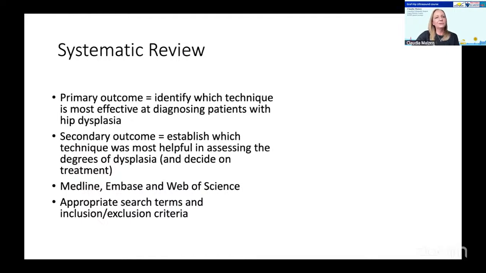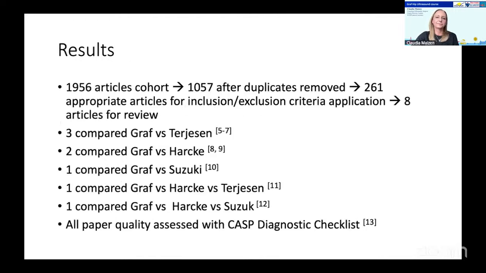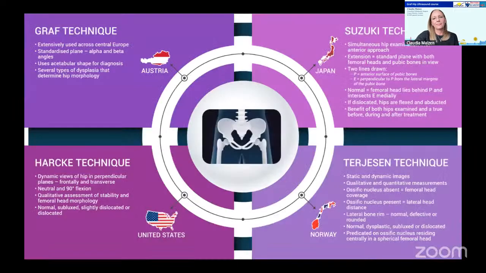In our review, we've looked at these 4 main techniques. We wanted to identify which technique is most effective in diagnosing patients with hip dysplasia, but also helps us make a decision on treatment. We've come down to 8 articles that are comparative reviews, comparing Graf versus Thiersen versus Hake versus Suzuki, and also comparing all 3 different methods. All of these papers were quality checked.